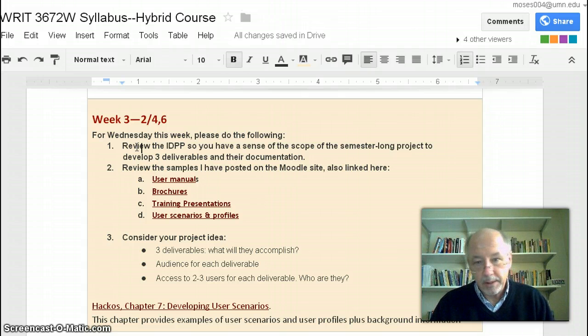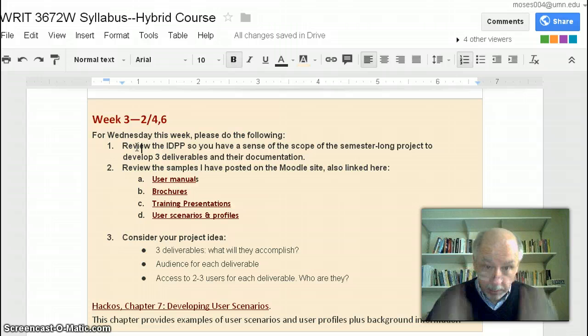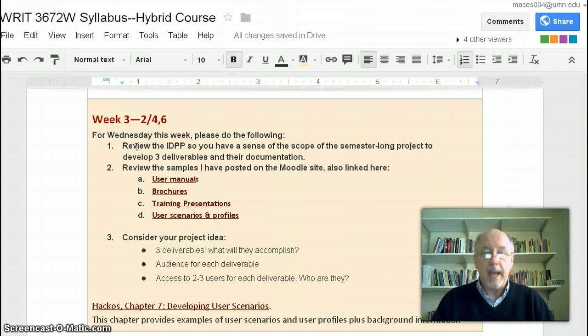And then I've posted, several people asked for samples, which I had already posted to a different website. And now that we're using Moodle and the Google Sites, I transferred those pieces over. And now you can review the user manuals, brochures, training presentations, and some user scenarios that I think will be really useful in developing content for these projects. We start with users because everything has to be user-centered. If it's not user-centered, it's not going to work.